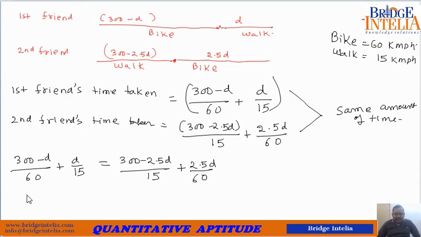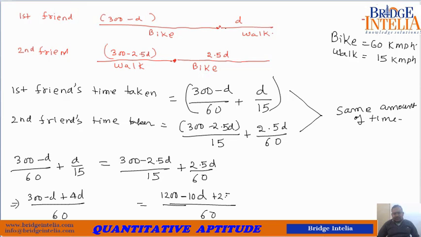So let's solve this. Take 60 common on both sides, 60 as the LCM of both sides. So 300 minus d plus 4d here. So 1200 minus 10d plus 2.5d. So this 60 and this 60 can be cancelled. So from here you can say that 300 minus 3d is equal to 1200 minus 7.5d. So from here what do we get?